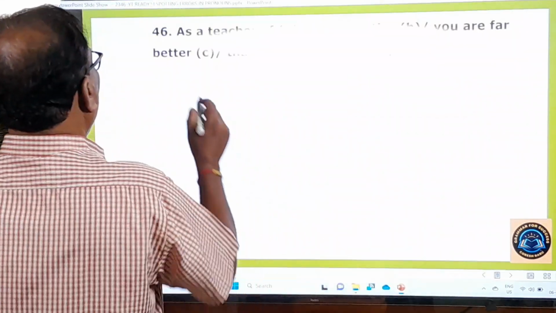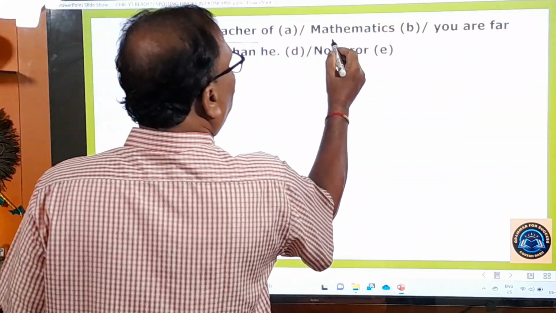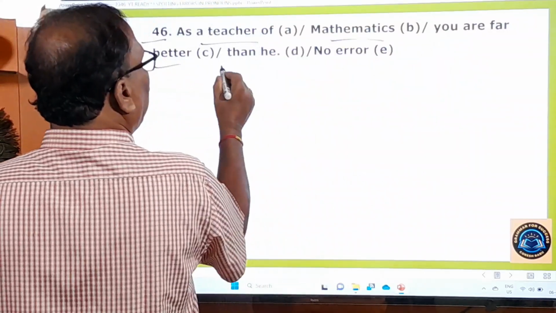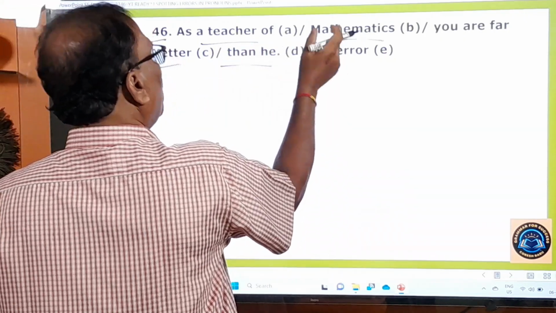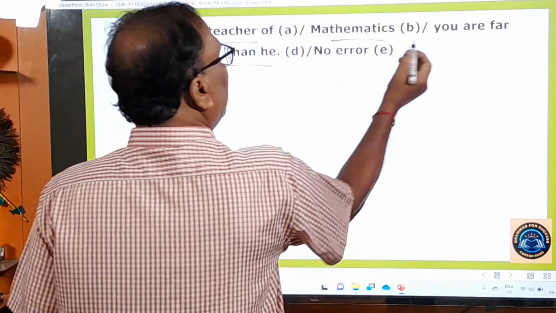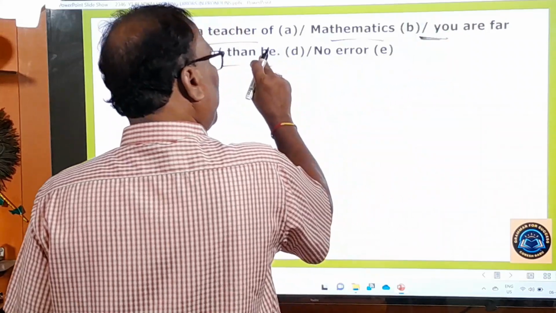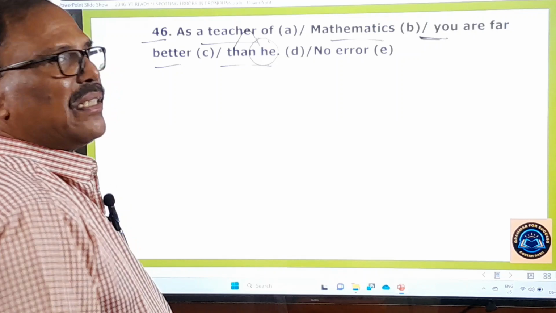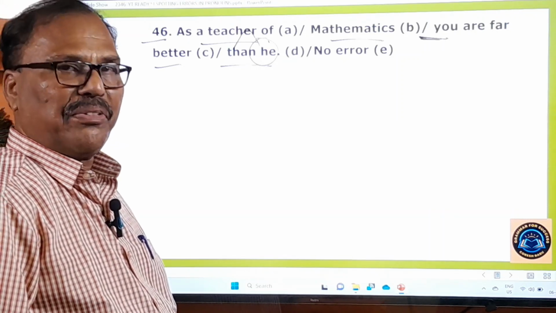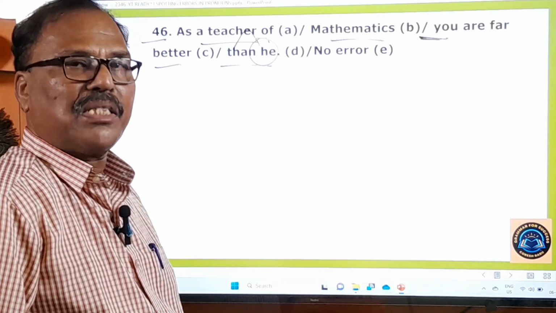Okay. 46th one: "As a teacher of mathematics, you are far better than he." Again, this is there. "As a teacher of mathematics, you are far better than he." Now, here "you" is being compared with "he." But here after "than," you should not use a pronoun in the nominative case, so a pronoun in the subjective case.